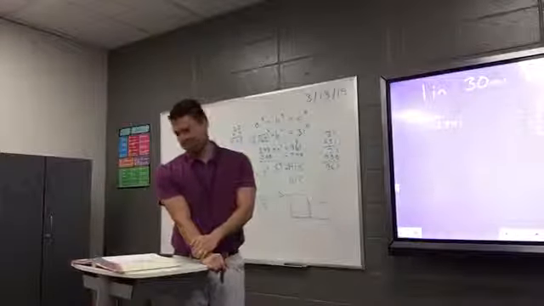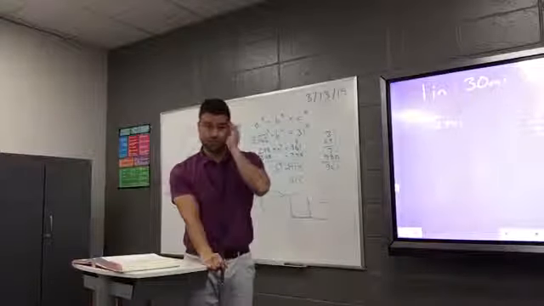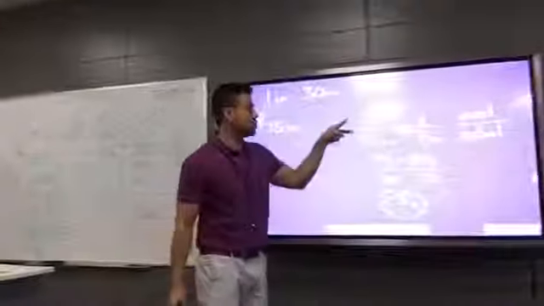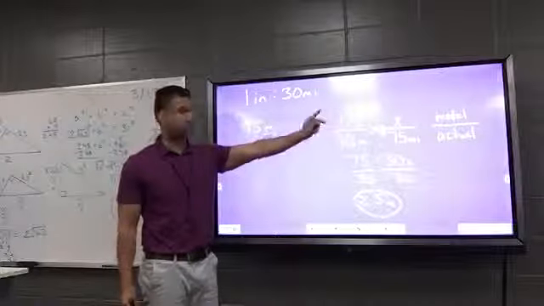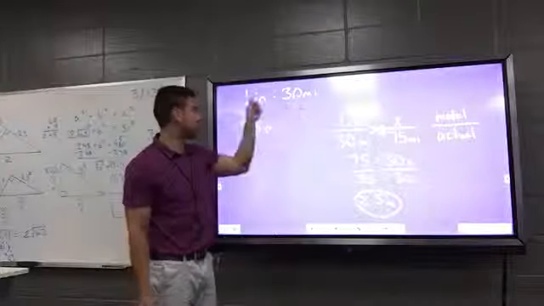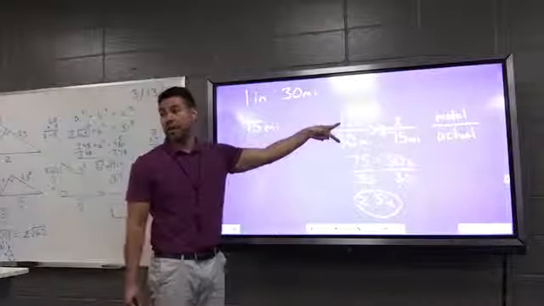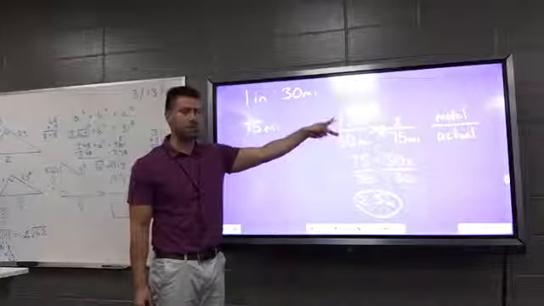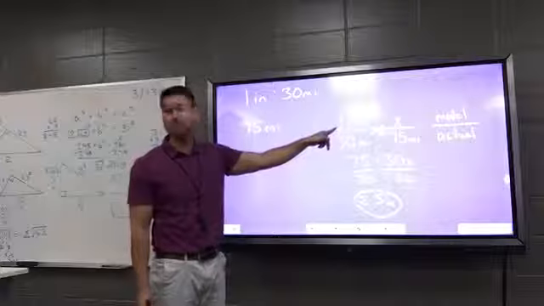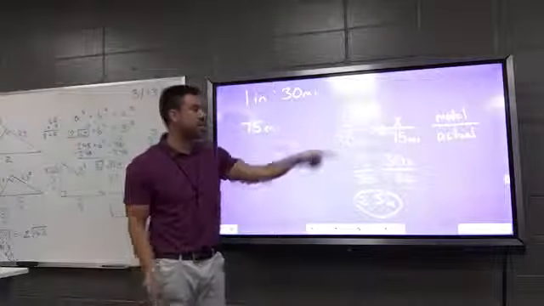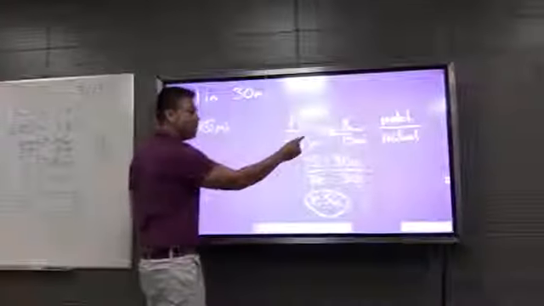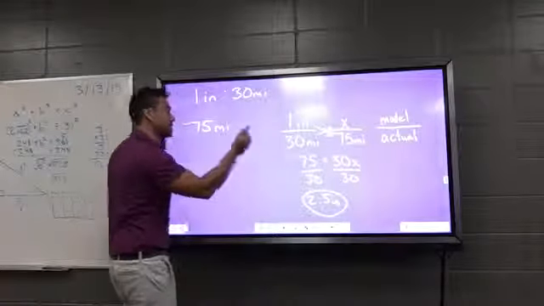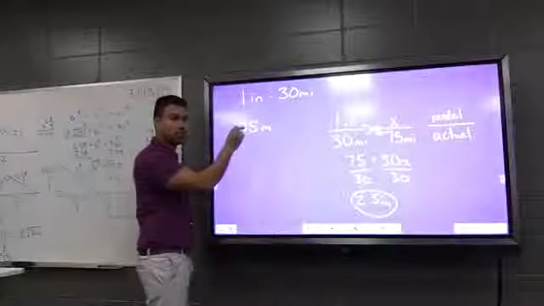Yes, ma'am? Can you explain how you know whether to put 75 on top of one? Good question. All right. Do you know how to write the scale factor as a fraction? You just write that over that. Okay. Which one represents the actual distance? The top or the bottom? The bottom. Bottom, right? Which one represents the model distance? Top. Okay, so I have the model over the actual. Okay, once you determine that, you're like, okay, did they give me the model or the actual amount?